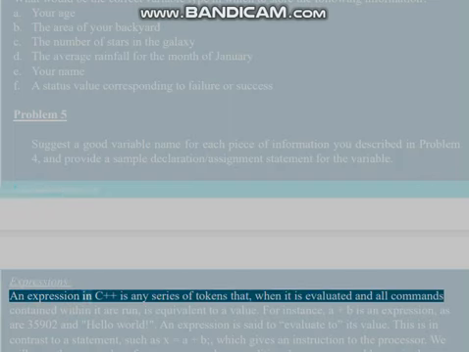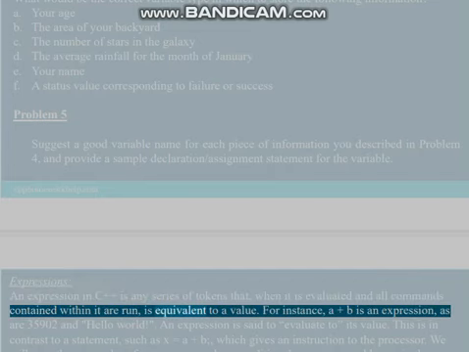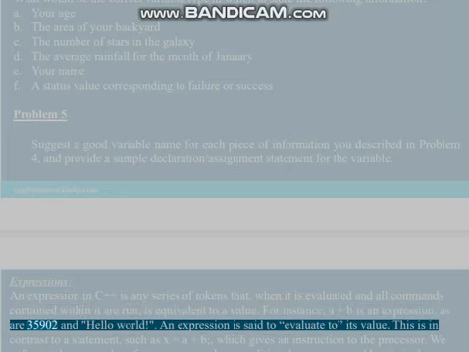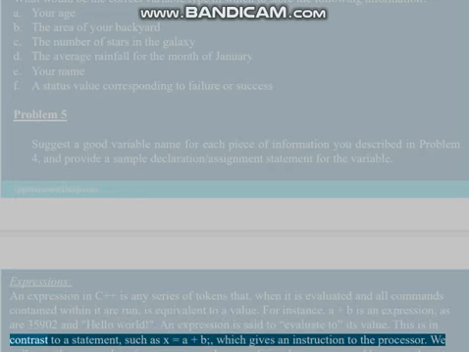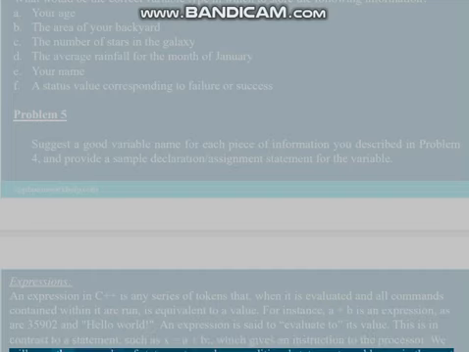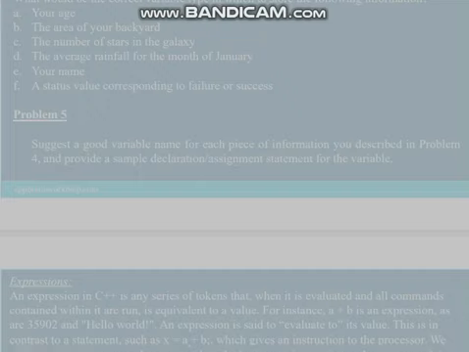Expressions. An expression in C++ is any series of tokens that, when it is evaluated and all commands contained within it are run, is equivalent to a value. For instance, a + b is an expression, as are 35902 and "hello world". An expression is said to evaluate to its value. This is in contrast to a statement, such as x = a + b, which gives an instruction to the processor. We will see other examples of statements, such as conditional statements and loops, in the next lecture.